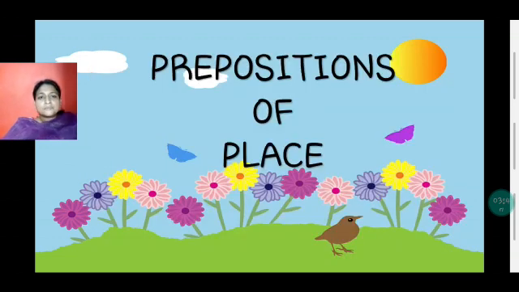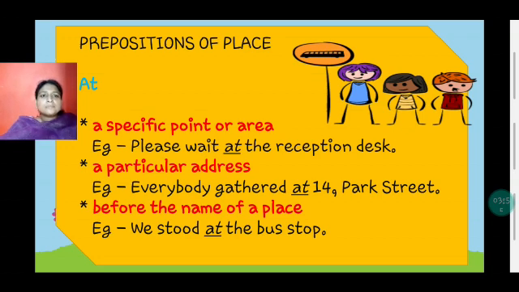Now let's learn prepositions in detail. So let's begin with prepositions of place. Prepositions of the place. At. At means a specific point or area. Please wait at the reception desk. See, it's so specific, so exact. So in that case, we will use at. A particular address. So whenever you're referring to the address, everybody gathered at 14 Park Street. That's the address. Before the name of a place, we stood at the bus stop.